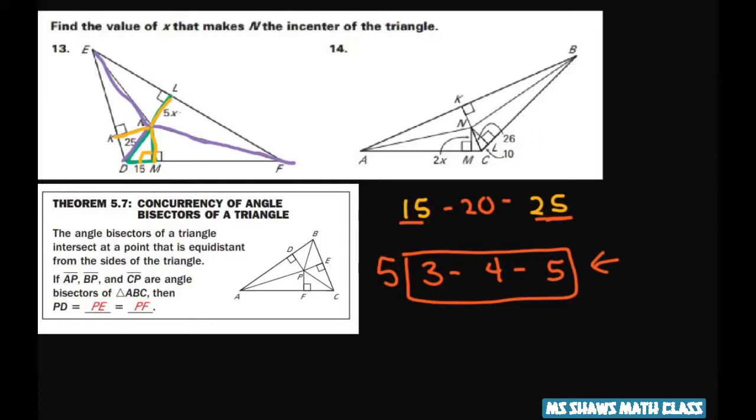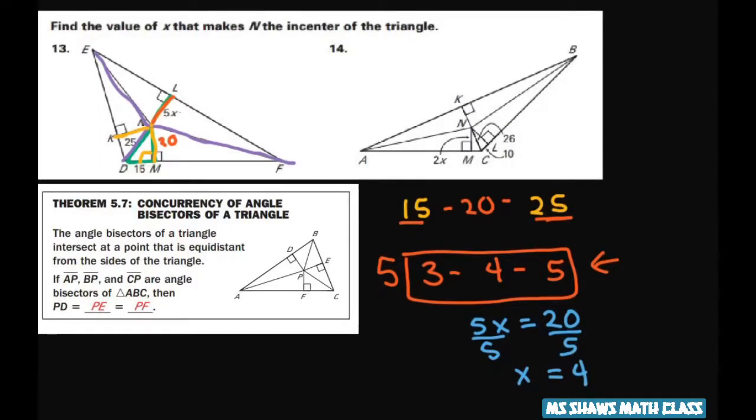And then this side has to be 20, so this side has to be 20. So what we're going to do is take 5x equals 20. Therefore, if you divide both sides by 5, x equals 4.